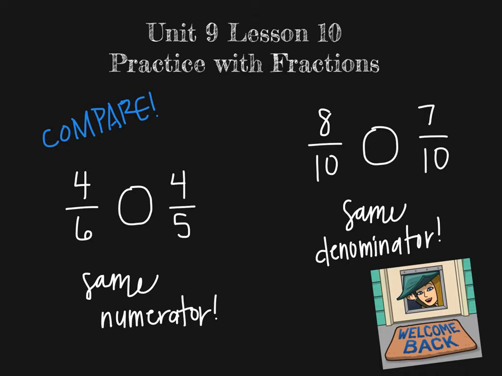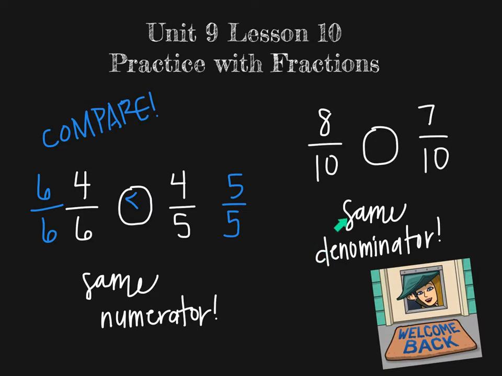Remember that this left side, 4/6, the whole would be 6/6, and the whole on the right side for 4/5 would look like 5/5. So now we look, is 4 closer to its whole 6, or is 4 closer to the whole 5? Well, in this case, 4 is closer to 5, so we know that 4/5 is greater.